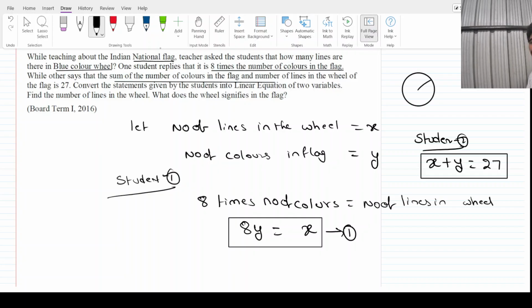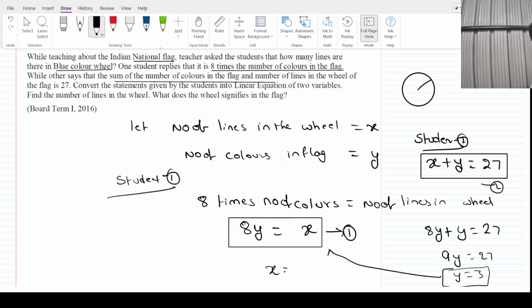Understand? Now what we have to do? Solve this by substitution. X is 8y, right? 8y plus y equal to 27. 9y equal to 27. Y is equal to 3. Y is equal to how much? 3. Substitute y in this equation. So x is equal to how much? 24. Here, 27 minus 3 gives 24. Okay. 24.